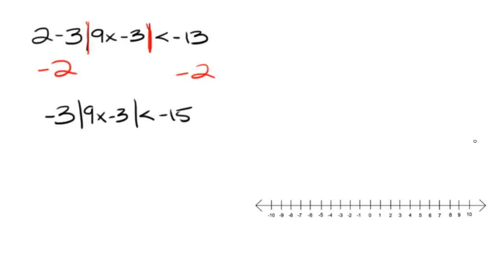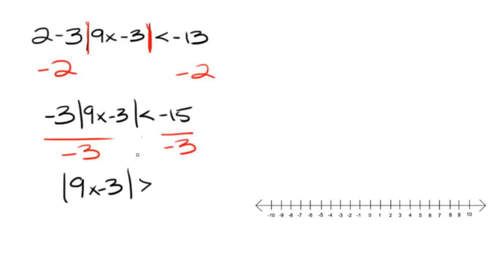Then we're going to divide by this negative 3 on the outside of the absolute value here, giving us on the left-hand side the absolute value of 9x minus 3. And be sure to remember that in this case I was dividing by negative 3, so I'm flipping this inequality sign. And I get a 5 on the right-hand side.